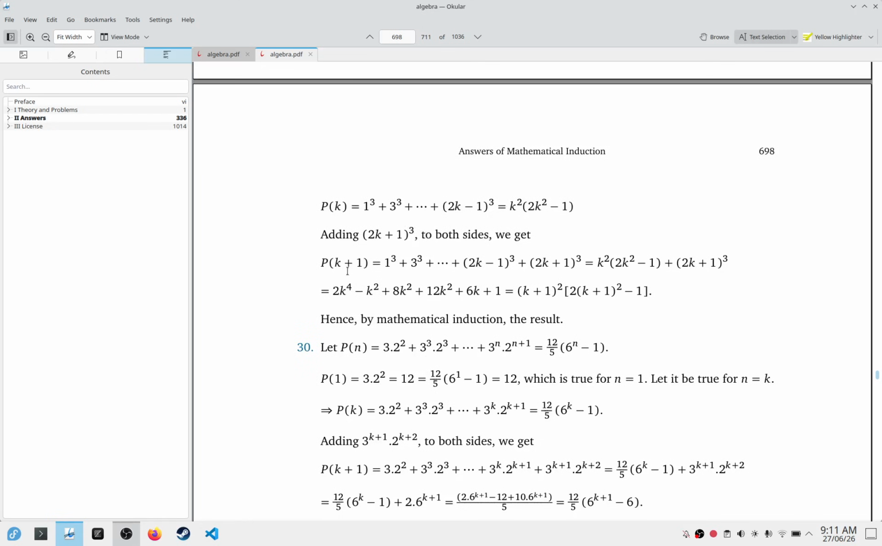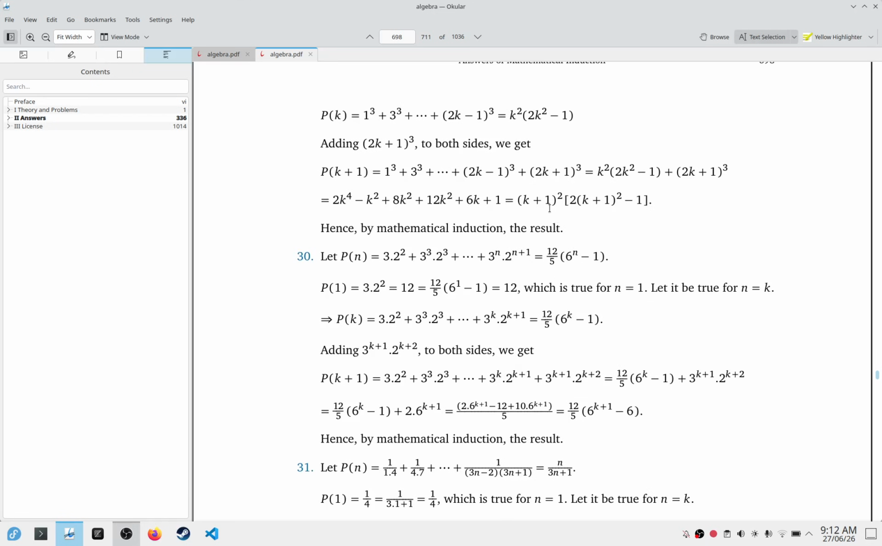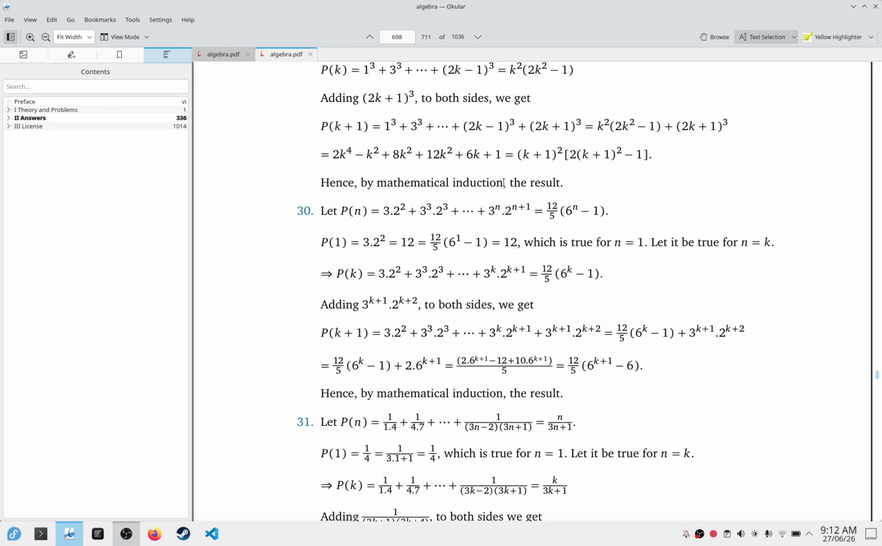The left hand side becomes P(k+1) and the right hand side becomes k squared multiplied by (2k squared minus 1) plus (2k plus 1) whole cube. Now it's a matter of simple algebraic manipulation to get the right hand side as (k+1) whole squared multiplied by (2(k+1) whole squared minus 1), and thus by induction we have the result.